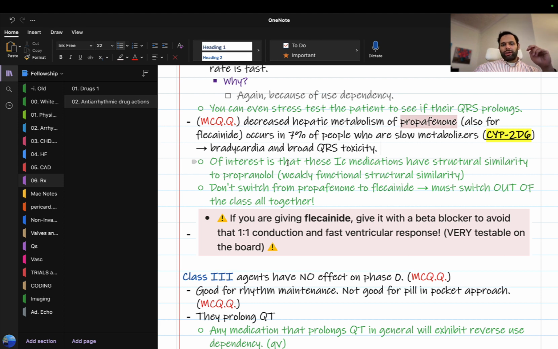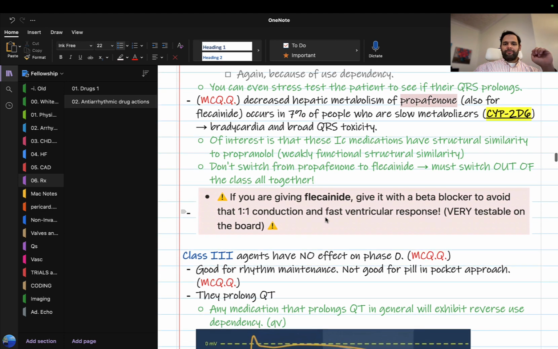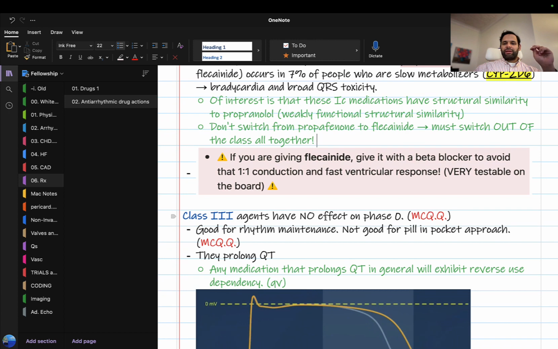I found that in one MCQ. It's not really that important. Don't switch from propafenone to flecainide; you must switch out of the class altogether. This is very important and can be tricky. If you give flecainide, give it with beta blockers to avoid 1-to-1 conduction and fast ventricular response, very testable on the board.